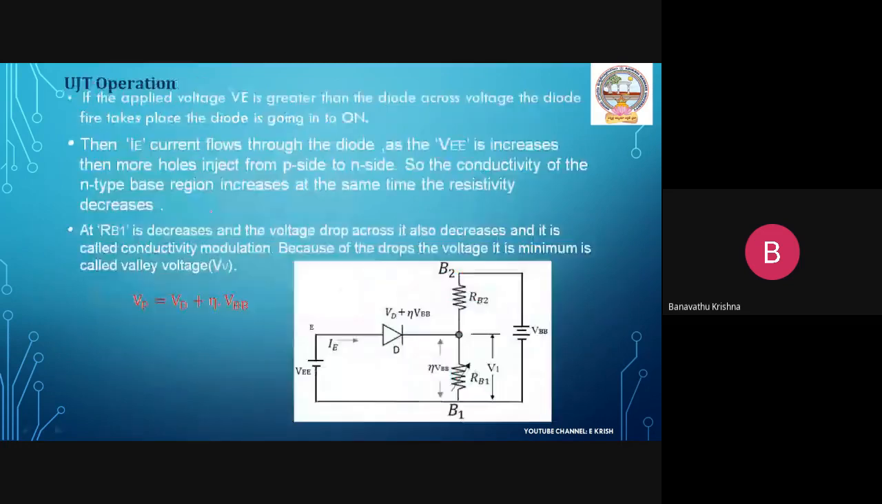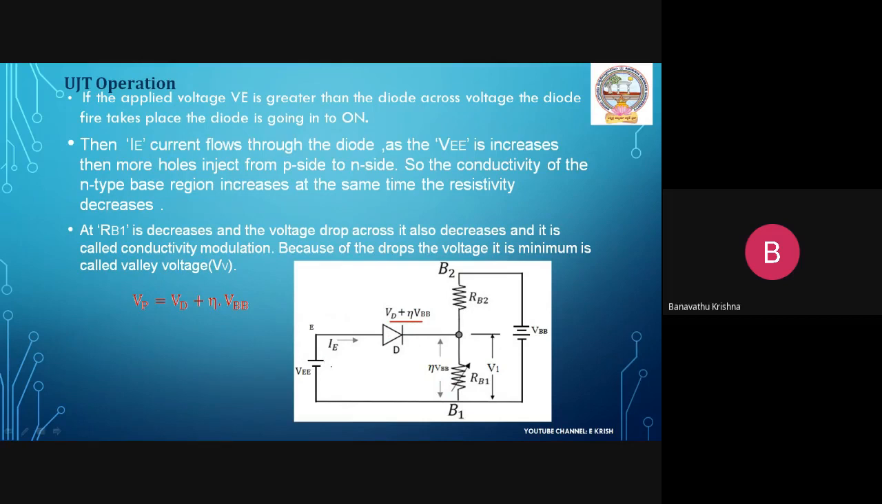Here, UJT operation. This is the external voltage VBB between B2 and B1, and this is the VEE voltage between terminal E and terminal B1. By applying these voltages, we have to understand what the output characteristics are. The voltage across RB1 is eta VBB, plus VD, which is the voltage dropped across this particular diode.